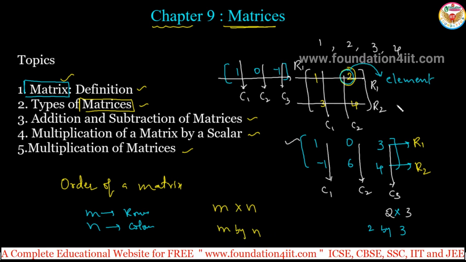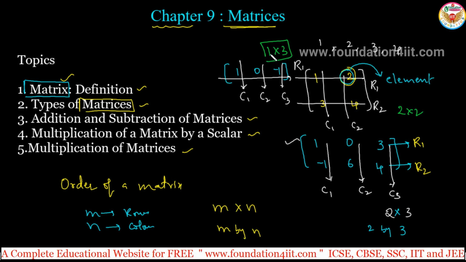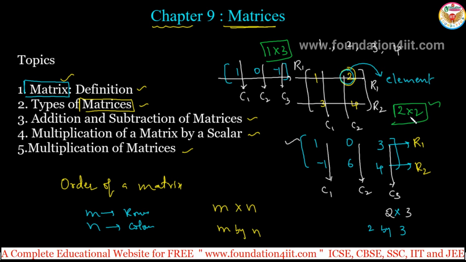Observe the other two examples. Here there are two rows and two columns. In this there is only one row and three columns. But don't be confused: this is 1 cross 3, but we read it as 1 by 3. One row, three columns. The meaning of the other is two rows, two columns. All the numbers given within the box are the elements, the elements of the matrix.